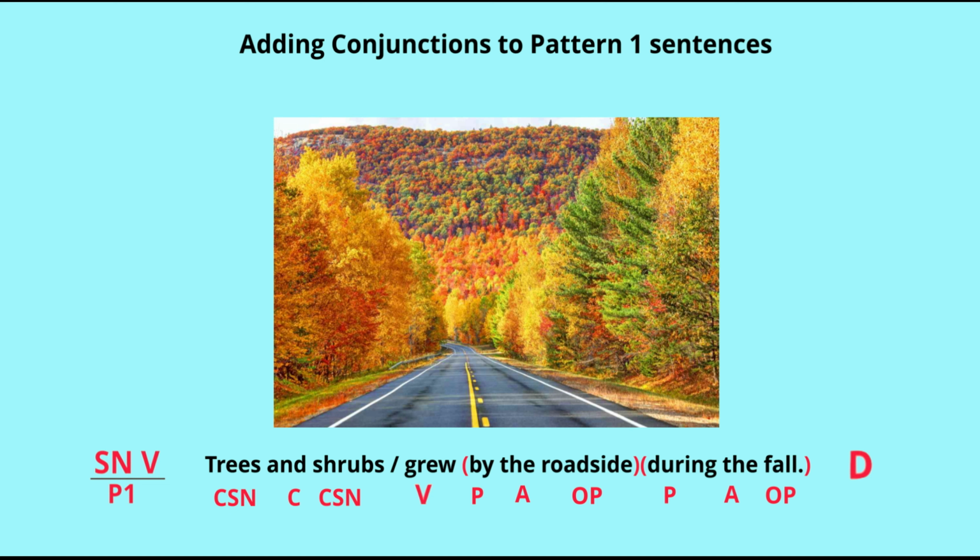By the roadside. By what? Roadside. Roadside is a noun. So by the roadside would be the prepositional phrase. By is the preposition. The is article adjective and roadside is the object of the preposition. During the fall. During what? Fall. Fall is also a noun. So during the fall would also be a prepositional phrase. During is the preposition. The is an article adjective and fall is the object of the preposition. This sentence is declarative sentence as it is giving us information. And what pattern is it? Subject noun verb pattern one sentence.